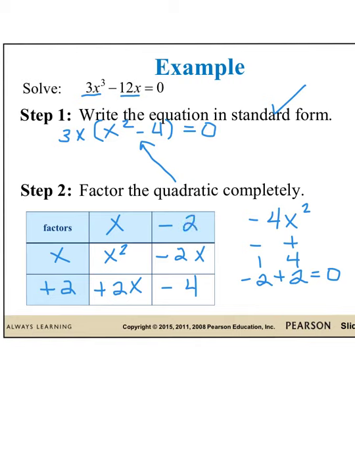Just to be certain we've done it correctly, we will check our factoring. X times x is x squared. X times negative 2 is negative 2x. Positive 2 times x is positive 2x. And positive 2 times negative 2 is negative 4. And so the completely factored form of our equation, don't forget the greatest common factor, is 3x times x plus 2 times x minus 2, and that's equal to 0.